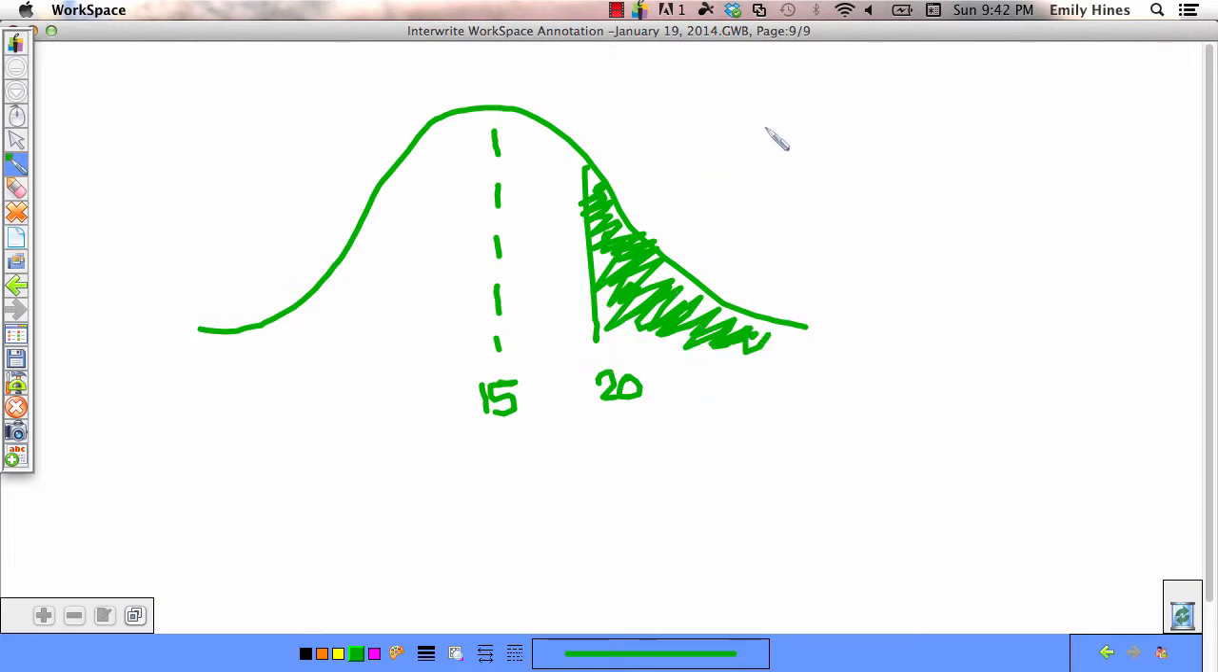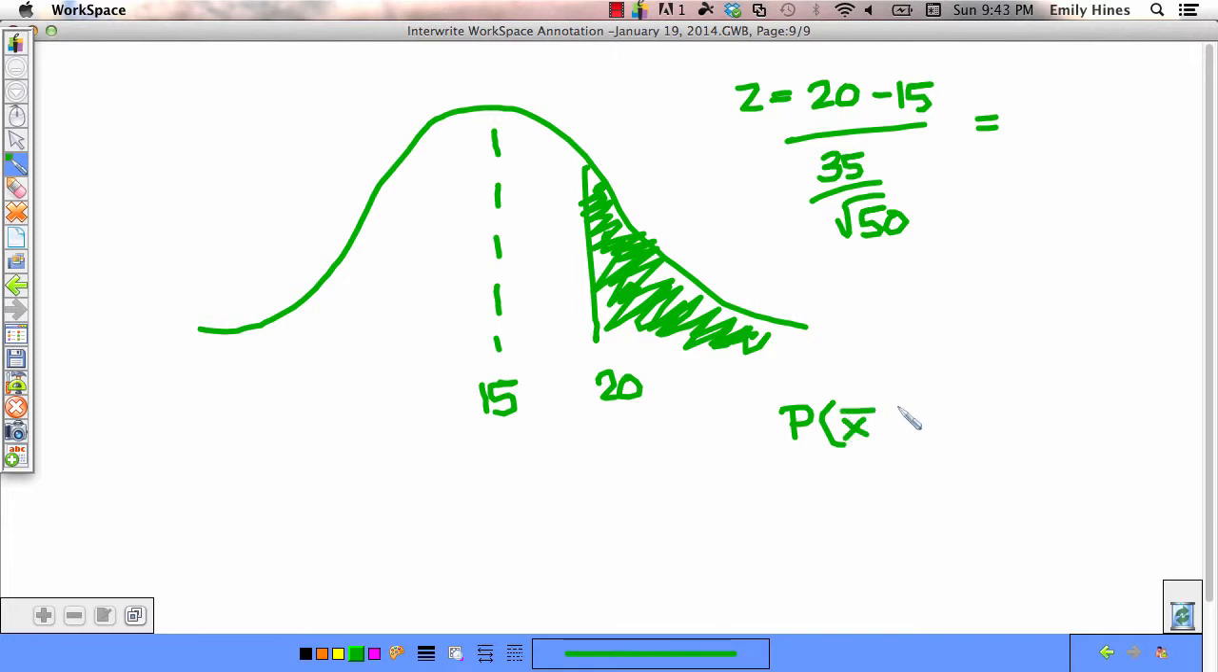So I take this, I do my z-score: 20 minus 15, divided by my new standard deviation, which was 35 over the square root of 50. I'm going to get a z-score value, which I'm then going to plug into the calculator, and I'm going to get a probability that I have an average of 20 or more texts is 0.1562.